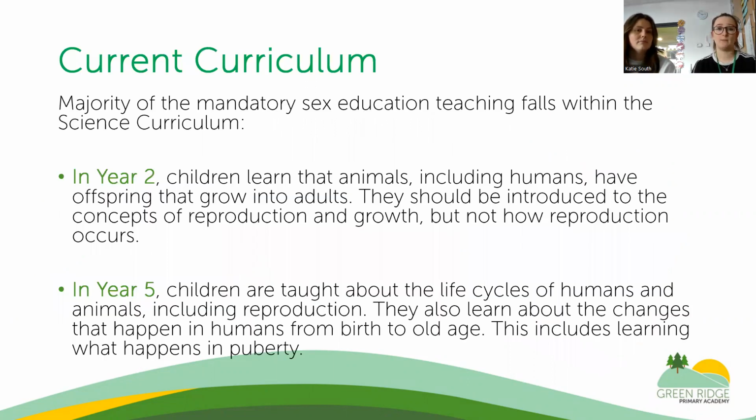In the current curriculum, the majority of the mandatory sex education teaching falls within the science curriculum, where in year 2 they learn about animals including humans and how they have offspring that grow into adults, and then again in year 5 when they're taught about life cycles of humans and animals and the changes that happen there. Under the national curriculum, the basics of sex education fall within science.